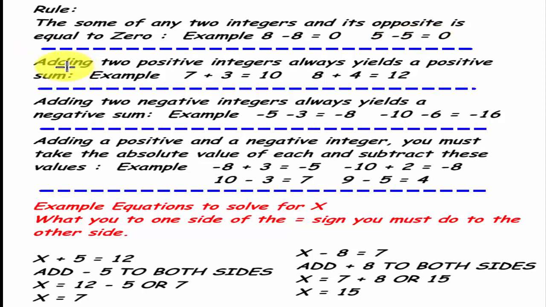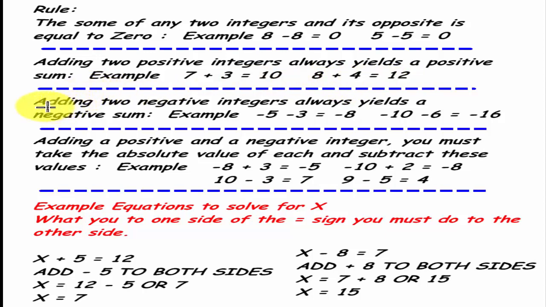Okay, the next rule: adding two positive integers always yields a positive sum. Example: positive 7 plus positive 3 equals 10. Positive 8 plus positive 4 equals 12.